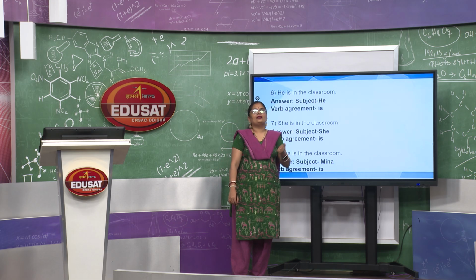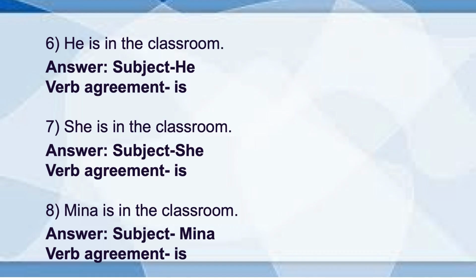What does it say? He is in the classroom. Now, again, like I said, you have to identify the subject and you have to identify which is the verb agreement in this particular sentence. How did I tell you that you can identify the subject particularly in sentences like these? They are placed during the initial phases of the sentences. So, what will be the subject here? He. And what will be the verb agreement? Is.